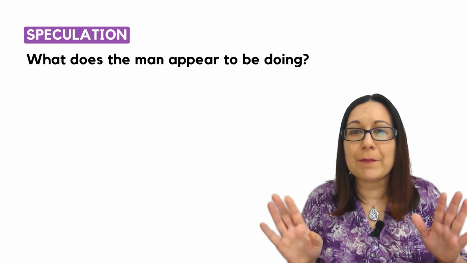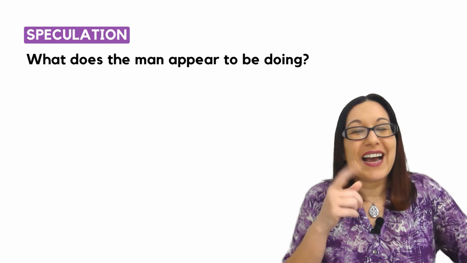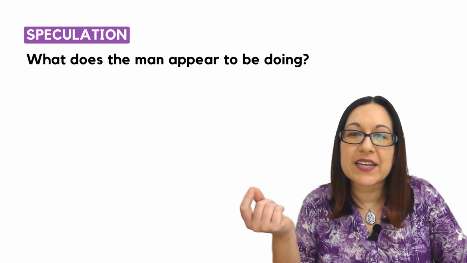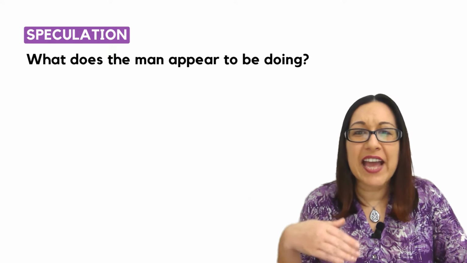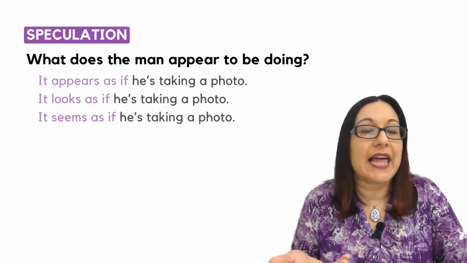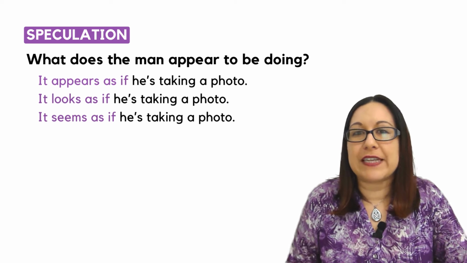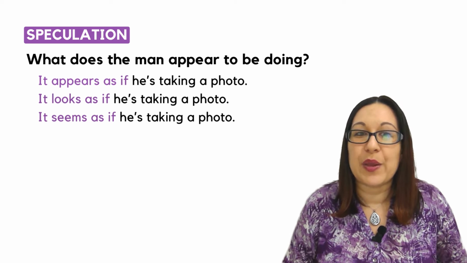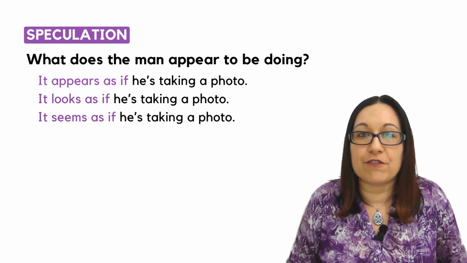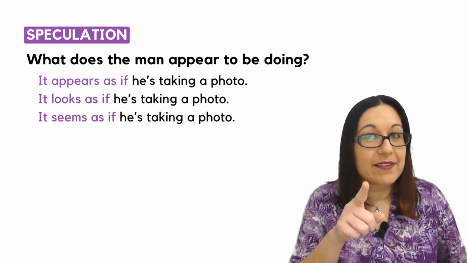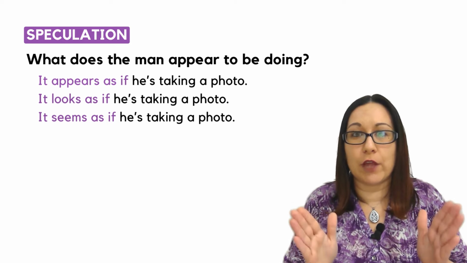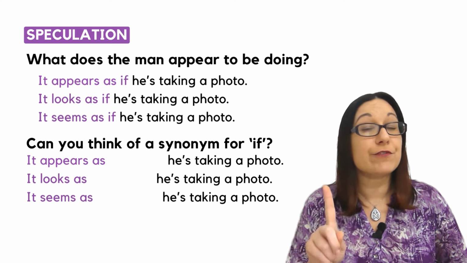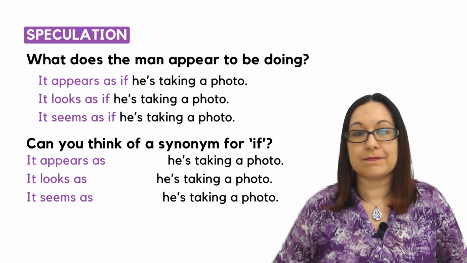So as we cannot be 100% sure, I should have asked the question, what does the man appear to be doing? And then in your answer, you might have said something like, it appears as if he's taking a photo. It looks as if he's taking a photo. It seems as if he's taking a photo. Okay, but today's class is really featuring lots of synonyms. So can you think of a synonym for if in these sentences?